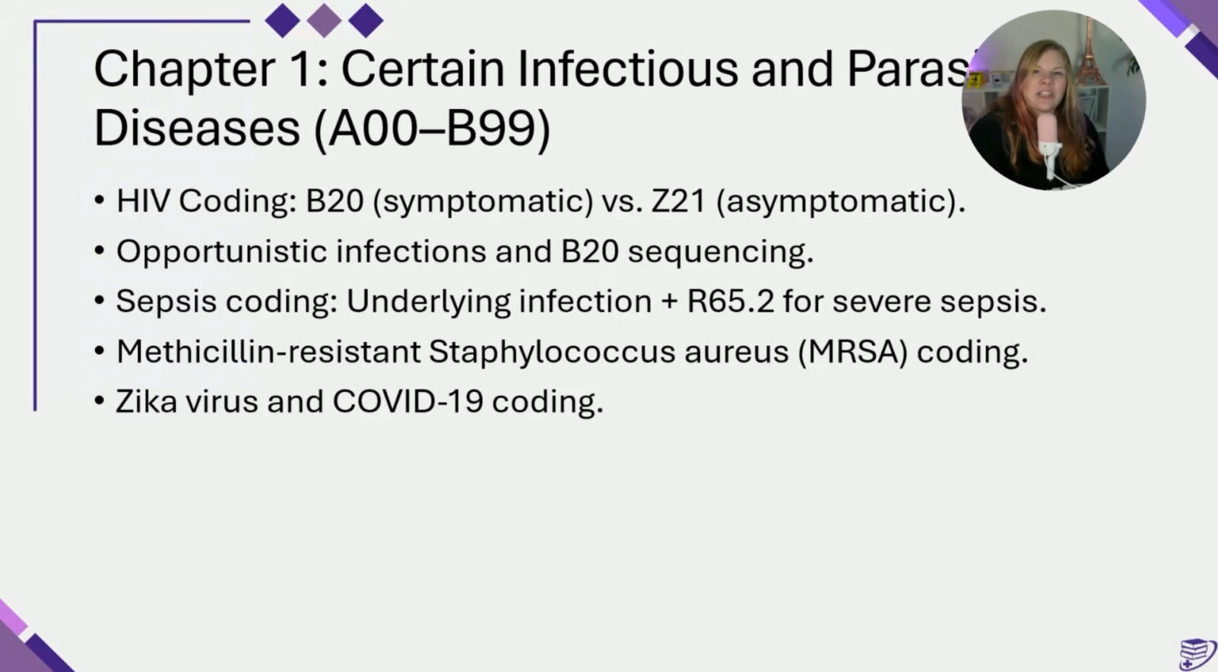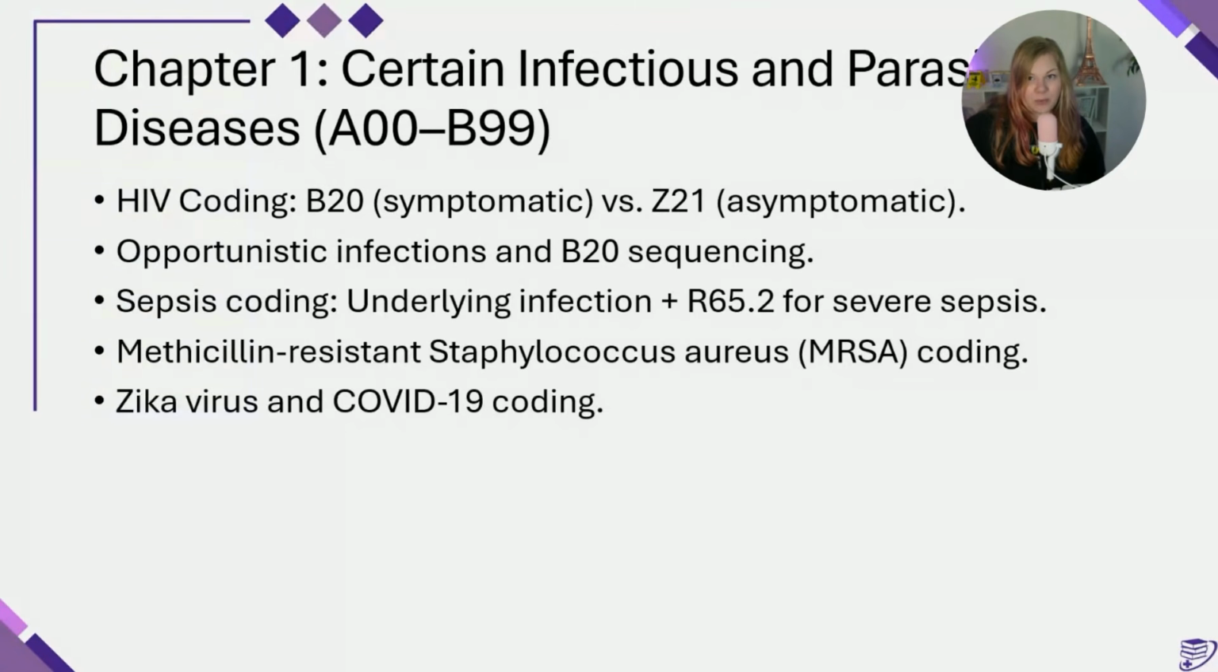cases. Z21 is the one that we use for our asymptomatic cases. Also, if the patient has an opportunistic infection that's related to HIV, you need to code the B20 first and then the infection. If you're looking at B20, it'll give you those directives. It'll say, hey, don't forget, also code for the infection.